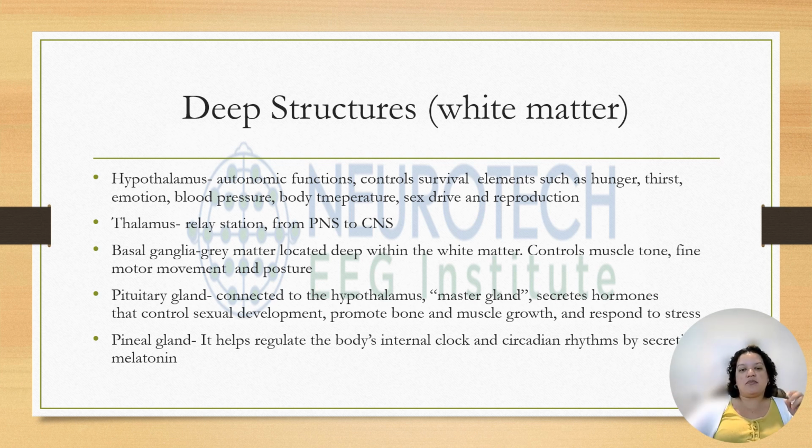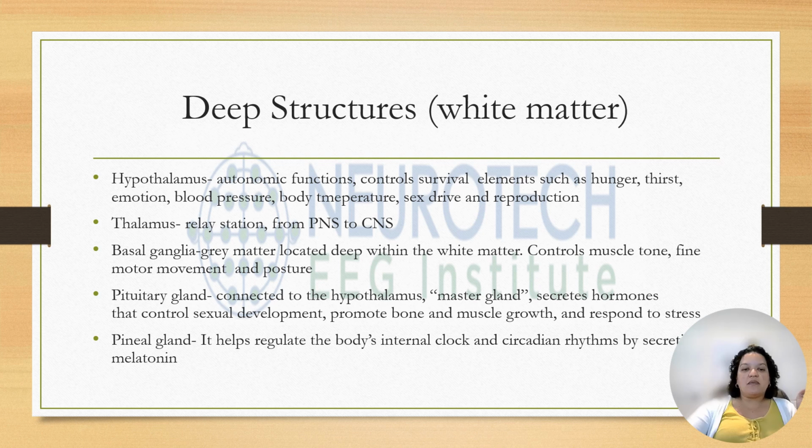So these deep structures include the hypothalamus, and the hypothalamus is related to autonomic functions and control survival elements such as hunger, thirst, emotions, blood pressure, body temperature, sex drive, and reproduction, including hormone release in conjunction with the pituitary gland.